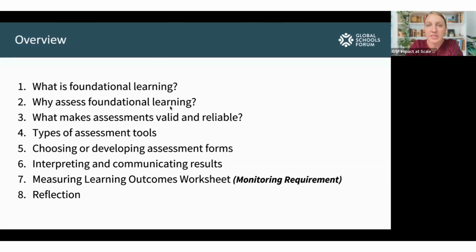We know there's a lot of expertise in the room, and so we'll have some time for you to work within your teams, but as well as across teams to share some of those ideas. So the topics that we're going to cover today are defining foundational learning, why we'd want to assess it, what makes assessments valid and reliable. Then we'll talk about some different types of assessment tools, how to choose or develop them, as well as how to interpret and communicate your results. And we'll finish with a worksheet that's going to let us know how you're planning on reporting learning outcomes for monitoring for the labs, and then just end with some additional reflection time.